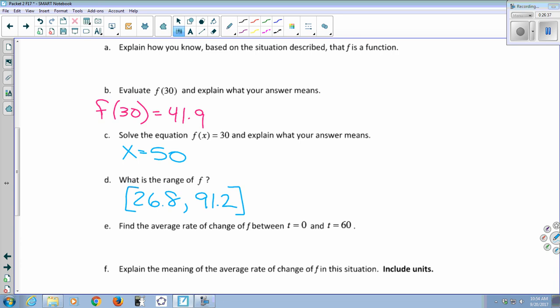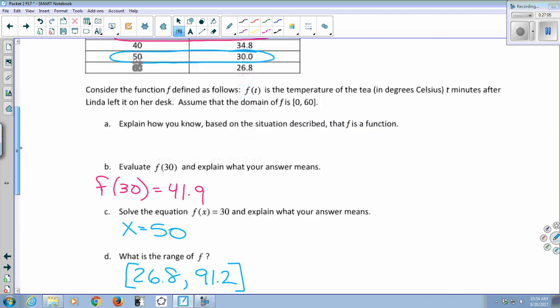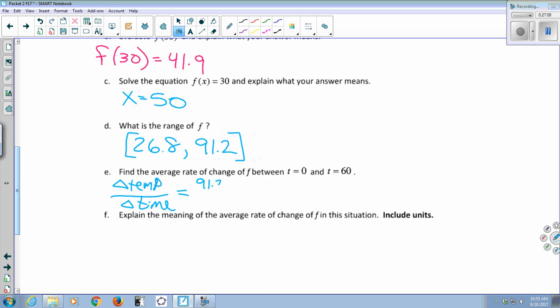Find the average rate of change from 0 to 60. So that rate is a speed. How fast is the temperature changing from 0 to 60? So I want to do change in temp divided by change in time, and that will give me a rate. How fast the temperature is changing over the first 60 minutes. So my temperature changes from 91.2 to 26.8, and my time change is 60 minutes.